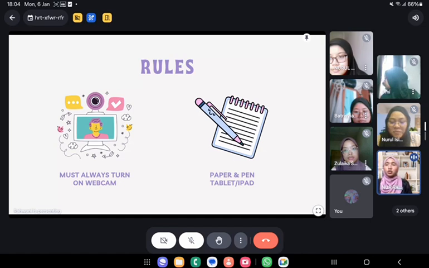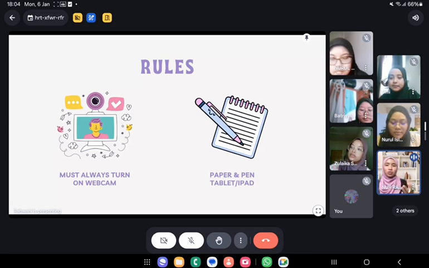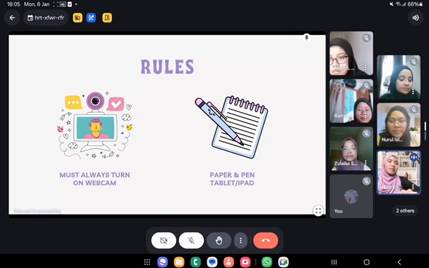And then second, I want you to prepare your own paper and pen, or you can use your tablet or an iPad, because you need to write your own notes, and we will do some activities together. So please do prepare a paper and pen or your tablet or an iPad.